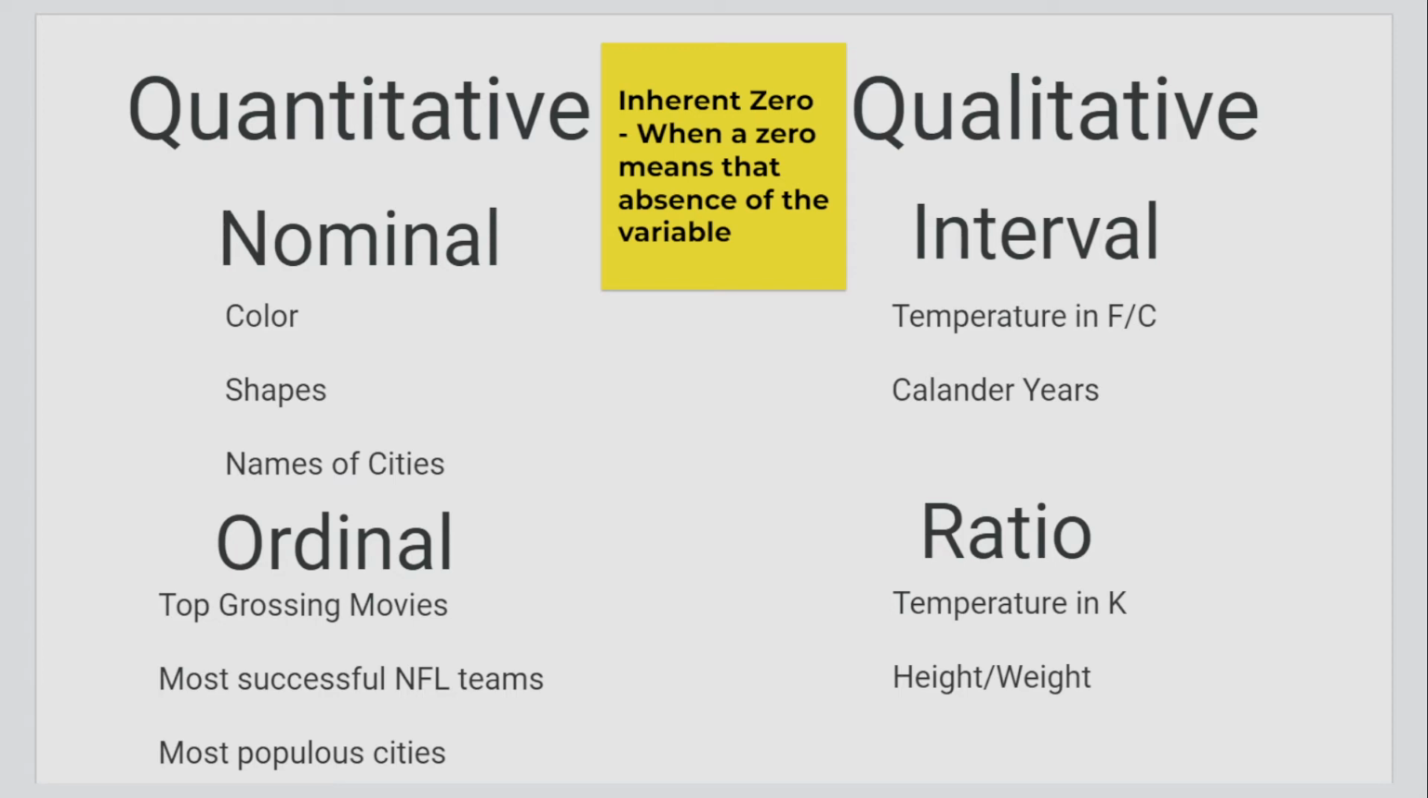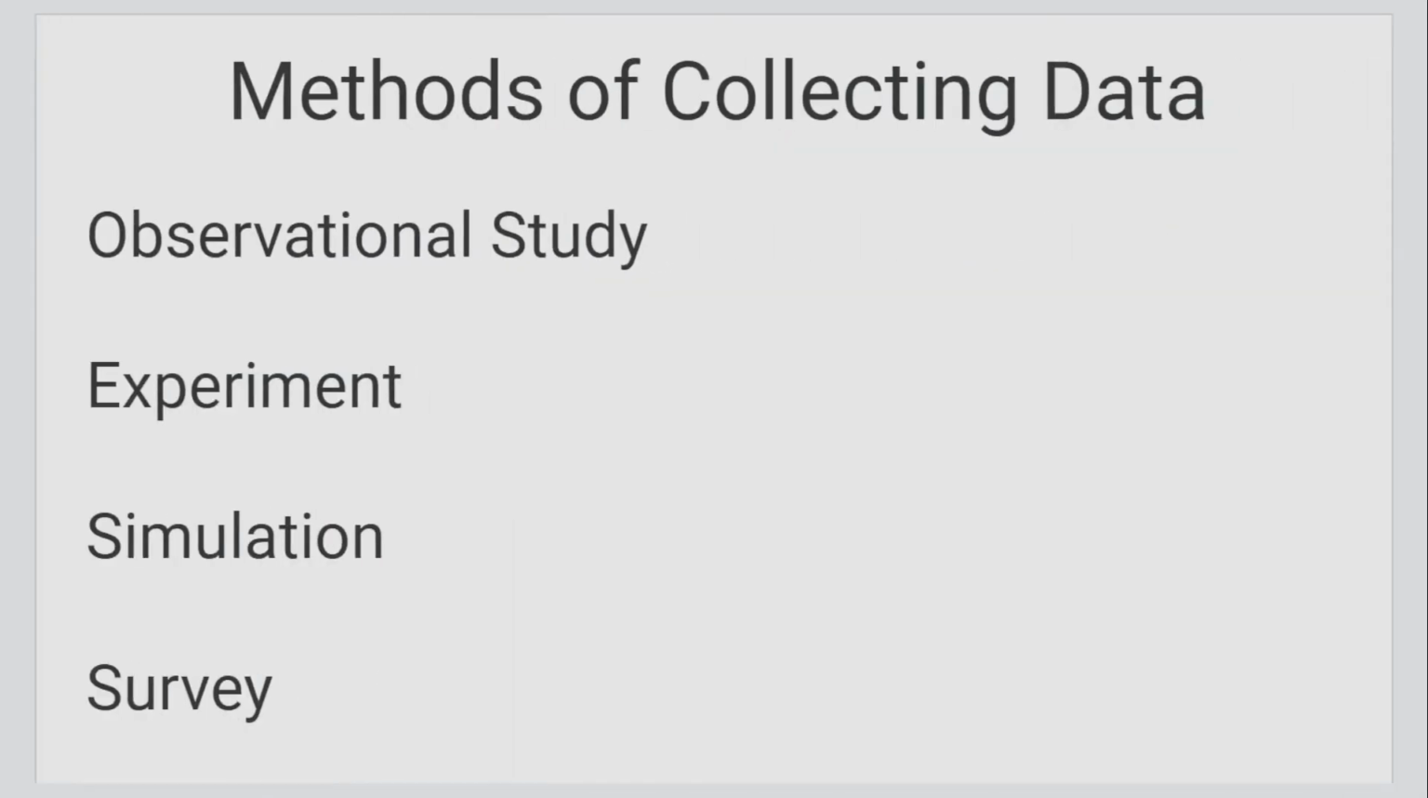Okay, so we are now going to move on to methods of collecting data. So now that we know what types of data there are, we need to figure out how we are going to collect these data. And so we are now on page 19. And the way they structured it is a little weird.